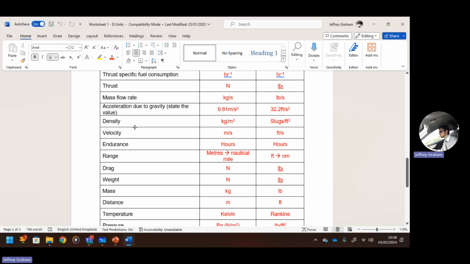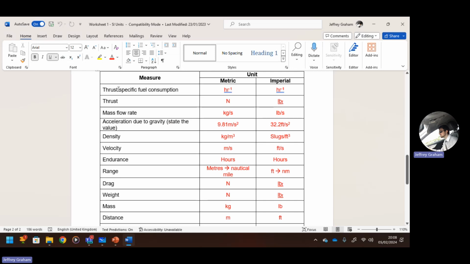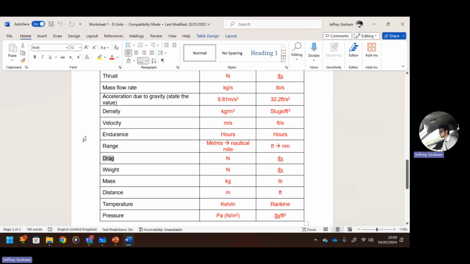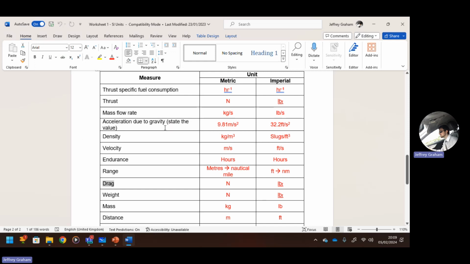If you scroll down to the bottom, you can see our units. The thrust specific fuel consumption is something I'm going to talk about very, very shortly, so I'll leave that for now. Within the list, you'll find the four aircraft forces. We've got thrust, weight, there's a drag, and the lift is being the fourth one. All of these are forces measured in newtons in the metric system, or you'll notice here it's pounds with a little F to indicate pounds force for the imperial system.